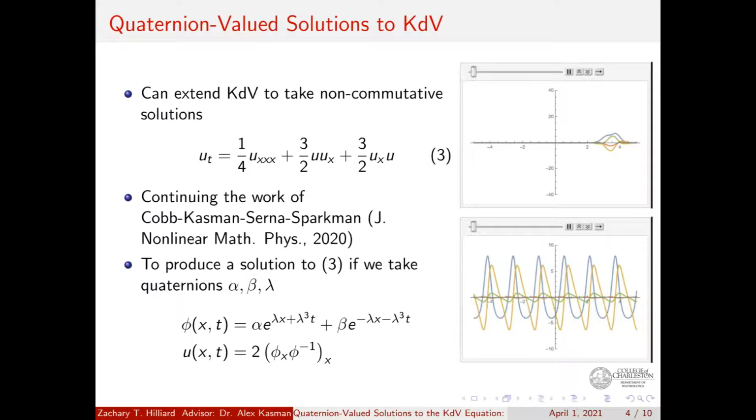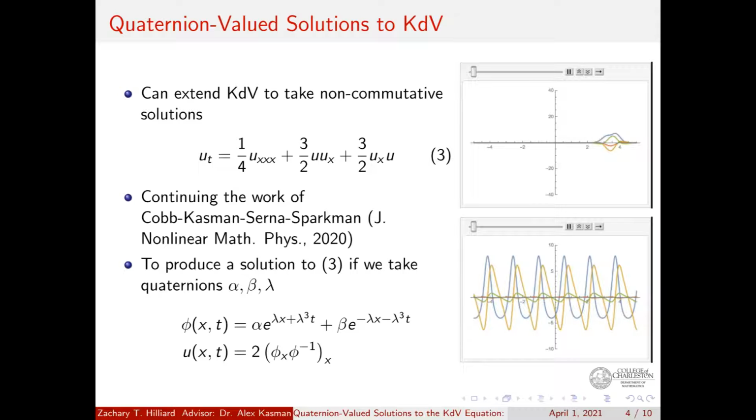So what we were able to do was put these two ideas together. We were taking quaternion valued solutions to the KdV equation. So KdV can actually be extended to take non-commutative solutions u, and we make this extension in this equation 3 here. We'll refer to this as QKdV, but we're really just extending it to take noncommutative solutions. So we're continuing the work that was set up last year by John Cobb, Alex Kasman, Albert Cerna, and Monique Sparkman. They were able to publish a paper last year on quaternion valued solutions to KdV.